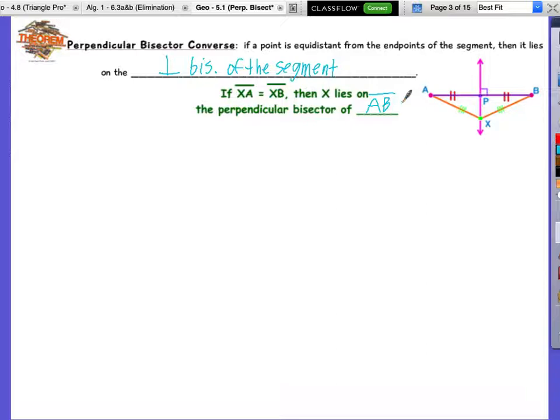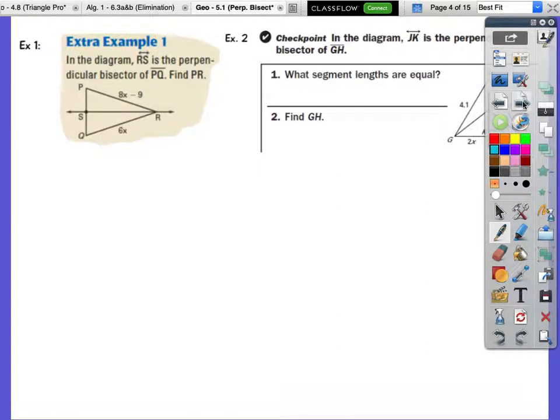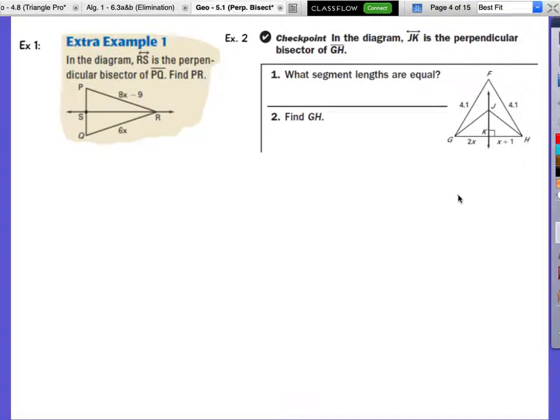All right, let's use it. Woo, math! Okay, extra example one. It's not extra for us. It's just a normal example one for us.